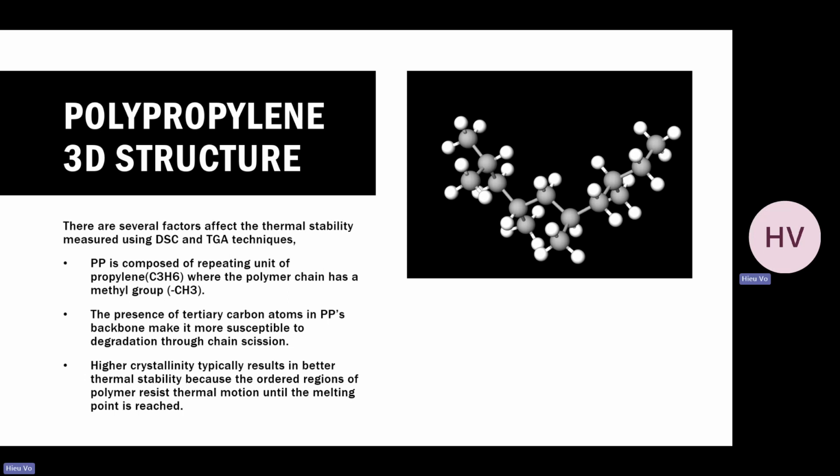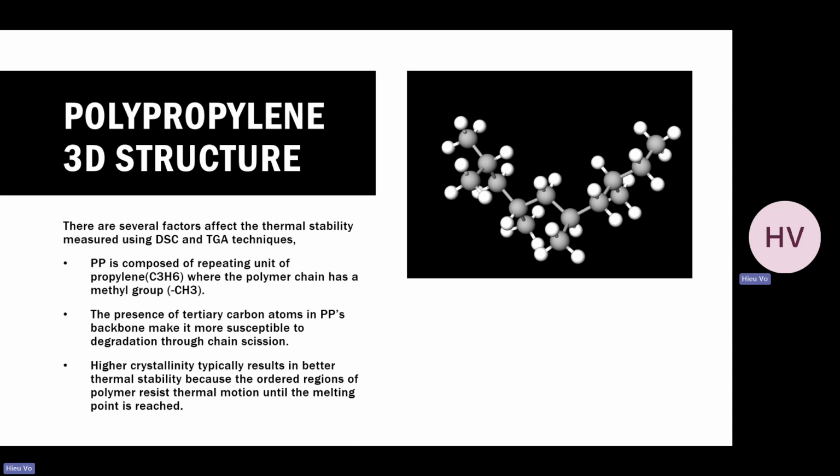The molecular structure is really important in determining thermal stability. In this case, polypropylene is composed of repeating units, where the polymer chain has a methyl group, CH3, on every other carbon of the chain backbone. This structure makes it more susceptible to degradation, particularly at high temperature and in the presence of oxygen.